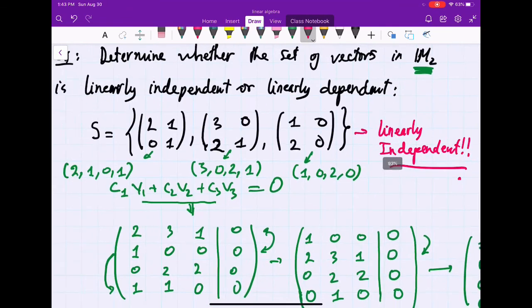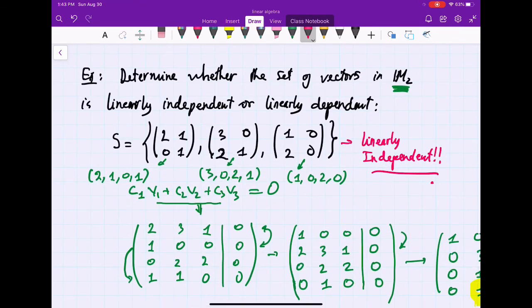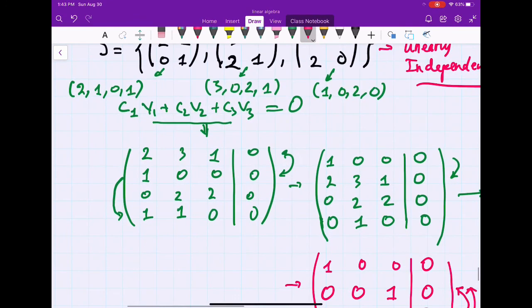Okay, so I think we can stop our videos in here. We have problems with polynomials, with matrices, with R2, R3. If you have Rn, you do almost the same thing. You just write vectors in the column forms, and you see if that homogeneous system has a non-trivial solution or not. If the system has a non-trivial solution, it means the original vectors are linearly dependent. If you have only the trivial solution, it means the original vectors are linearly independent.